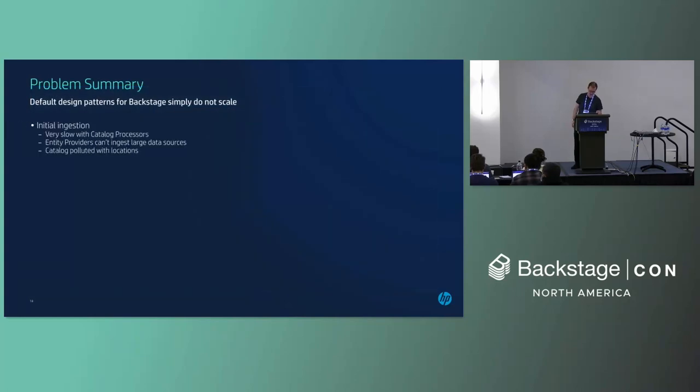So to summarize, initial ingestion is very slow with catalog processors, entity providers can't really ingest very large data sources, and you end up with a catalog polluted with locations, and processing asynchronous operations cause a delay. Standard patterns for emitting entities after reading locations are kind of inefficient because of the asynchronous operations.